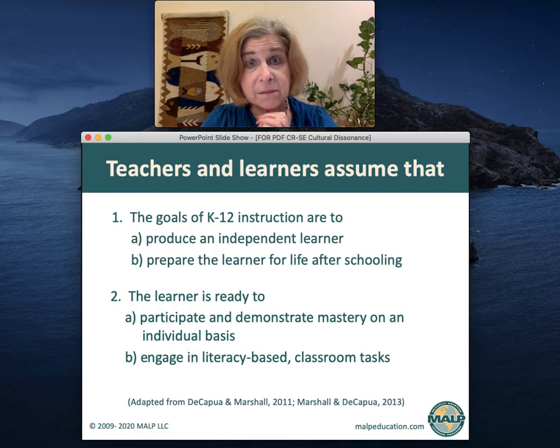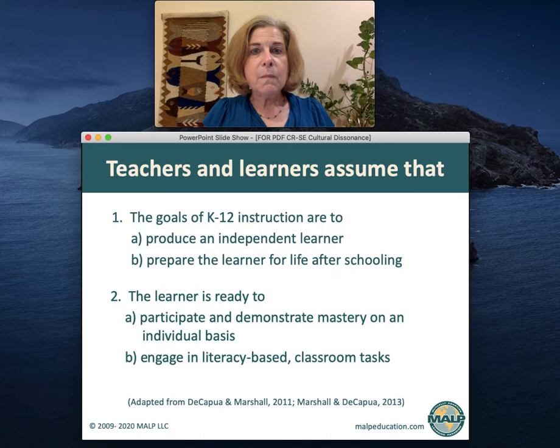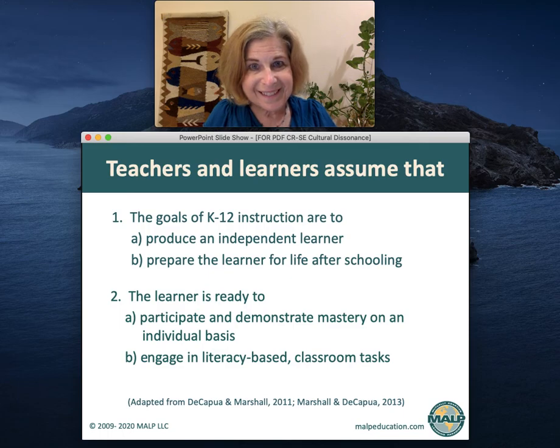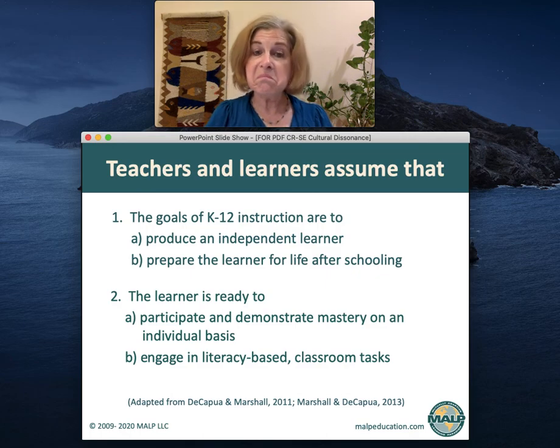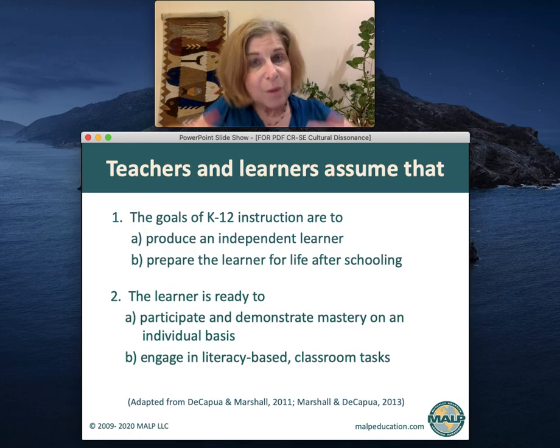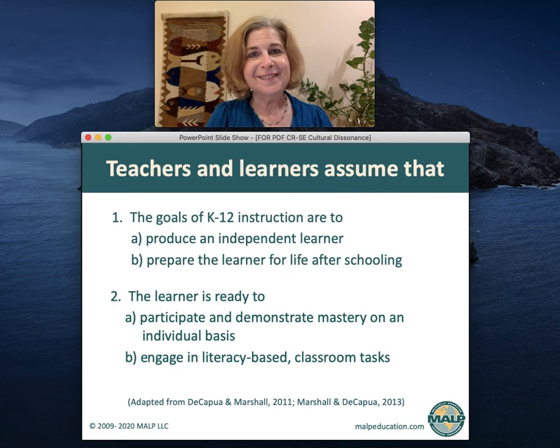Prepare the learner for life after schooling. After schooling? Immediate relevance, serving the needs of the community, informal learning. Doesn't resonate. How about participate and demonstrate mastery on an individual basis? Back again to collectivism. We work together, we help each other. Oh yeah, you can help today in the group, but there's a test tomorrow. No more help. We'll be talking about that.